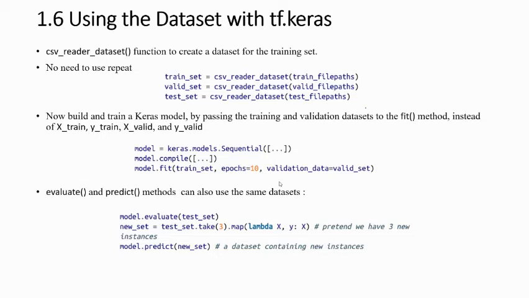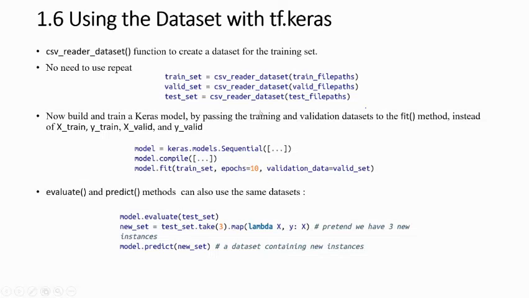Now let's move on to the last topic in Data API, that is using the dataset with tf.keras. We have used the CSV reader dataset function to create a dataset for the training set. In this CSV reader dataset, we did not use repeat, I mean, repeat is given the value as 1, because tf.keras takes care of all this. So we did not use repeat with some other values.